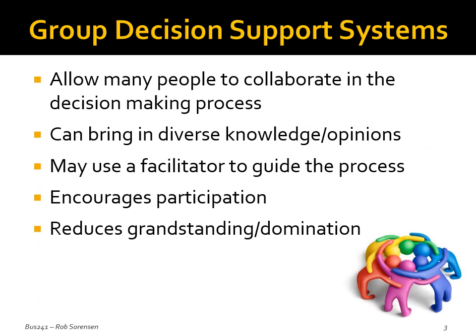So first up, group decision support systems. What are they all about? Well, that's software or systems that allow people to collaborate. All right, so we have a decision to make. Maybe we don't need to make it alone. Maybe we can collaborate and get more value out of it. That gives us a chance to bring in diverse knowledge and opinions, right? We may use a facilitator even to help guide the process, and that's sometimes common, right? It encourages participation from everyone, and it reduces anyone taking over and dominating.